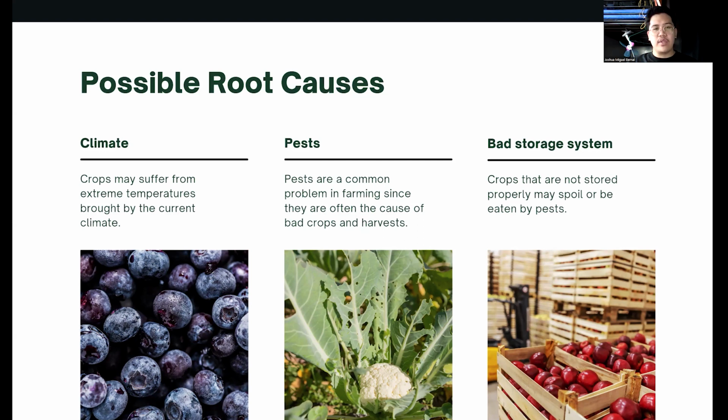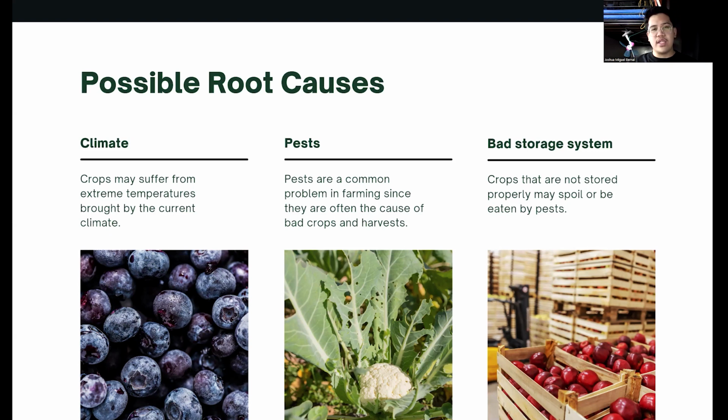Pests are one of the most common causes for crop spoilage. Many farmers suffer from pest problems, and many crops get wasted because they are spoiled or grow inefficiently because of these pests. And the last possible root cause is a bad storage system, which is also connected to the fourth possible cause of climate. If the crops are not properly stored in a working storage facility, there's a high chance that they will spoil, be eaten by pests, or be left unsold.